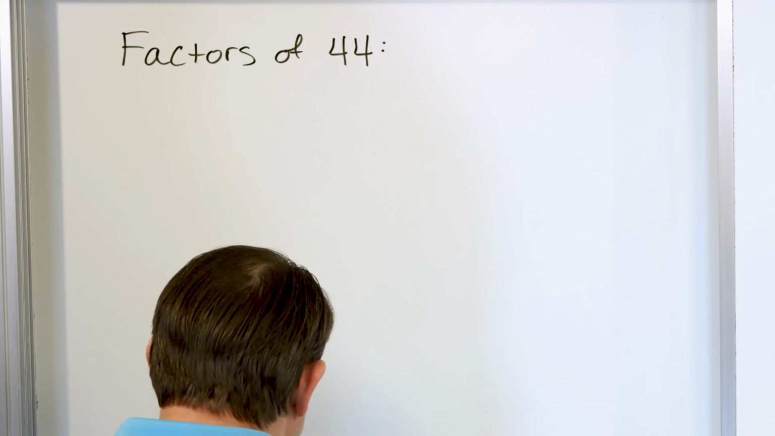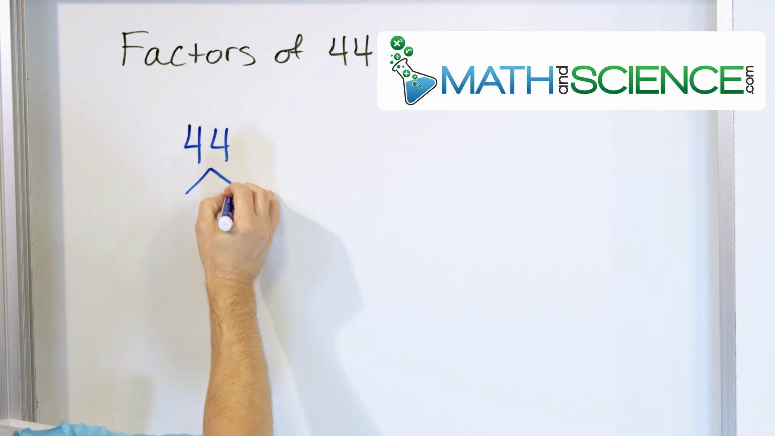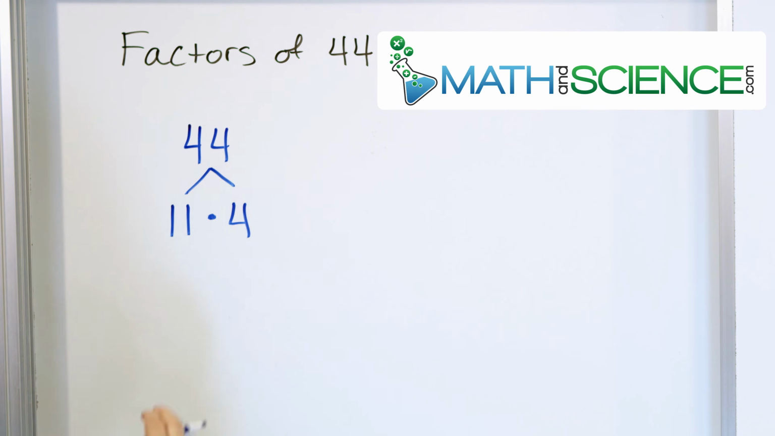Number 44. So we jump straight into a factor tree. We'll write that right below 44. What times what is 44? Well, I think 11 times 4 is 44.